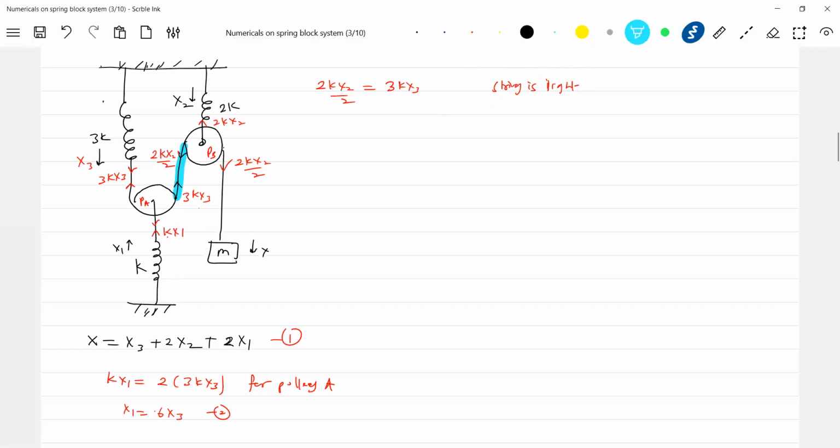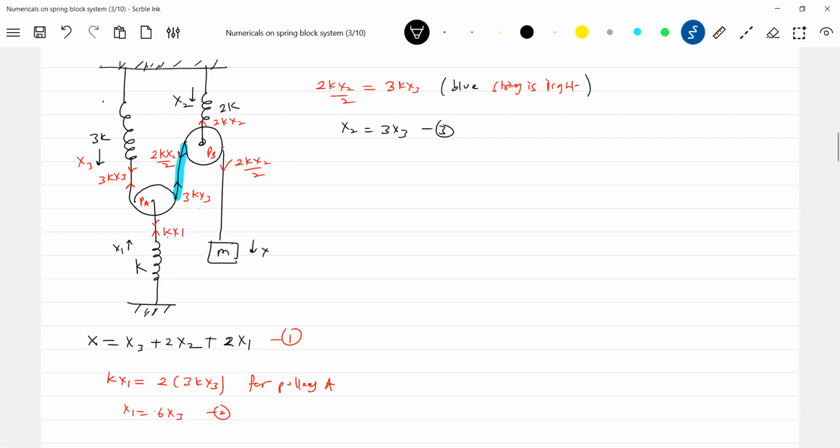Any string is massless, no? So therefore, we'll write it here. Blue string is light. Based on that, we are able to write this equation. Otherwise, not possible. x2 is equal to 3x. This is equation 3. So it'll be easy for us to do all the replacements.